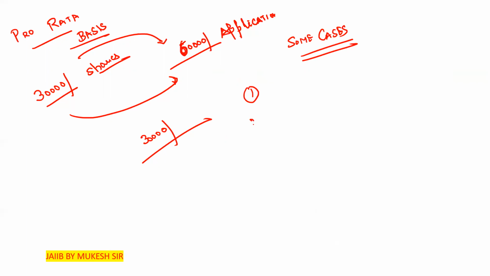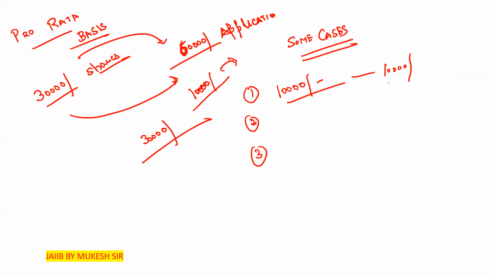First one, second one, third one. First one, we can say that 10,000 people applied for a single allotment, so they are receiving the shares. Basically 10,000 applied and they are getting 10,000. Next one, 40,000 applied, and how much are they receiving? Basically 20,000.